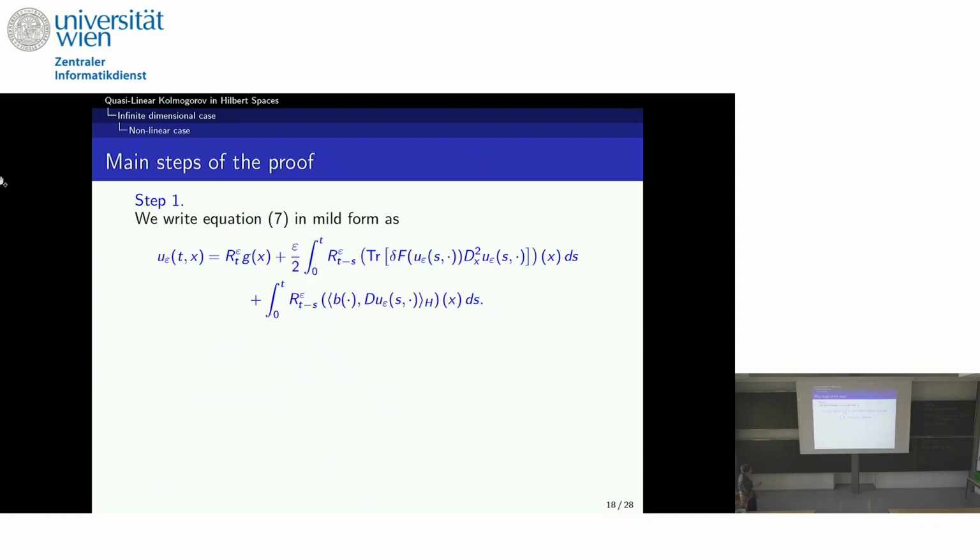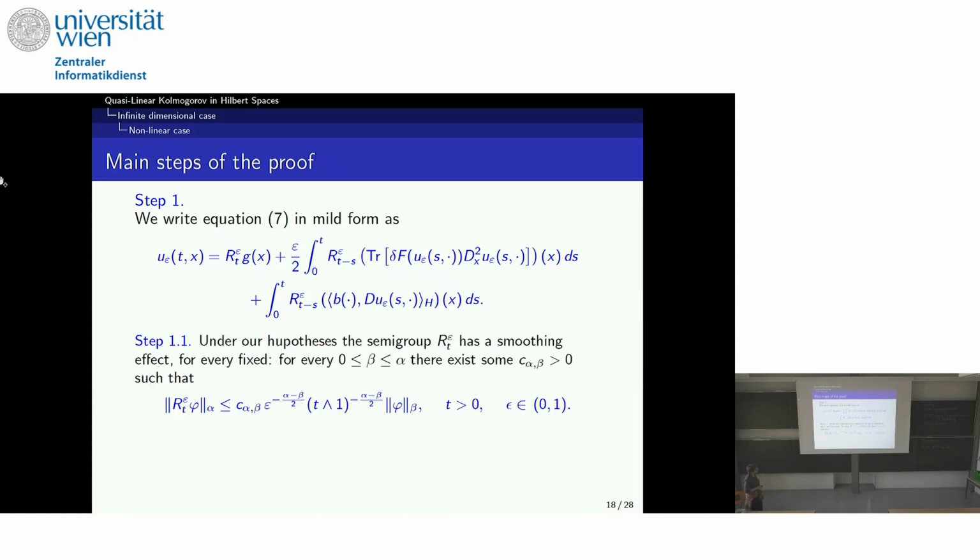Now, I'm supposed to finish. So, first of all, I write down some few things about the steps of the proof. First step, you write down your solution in a mild form, and then, under our hypothesis, you can prove that the transition semigroup R_t, the Ornstein-Uhlenbeck semigroup, has the following regularity properties.